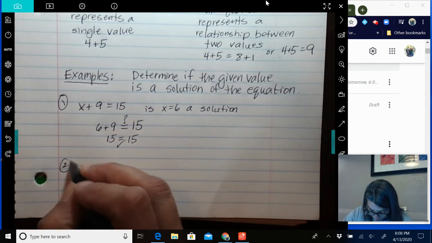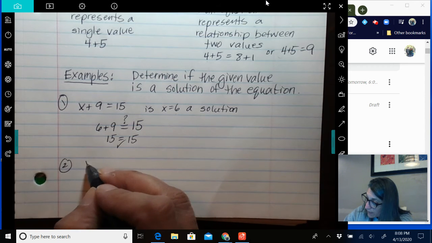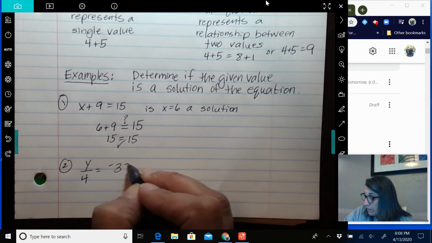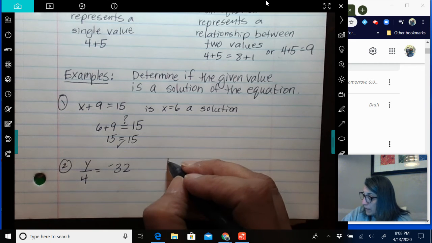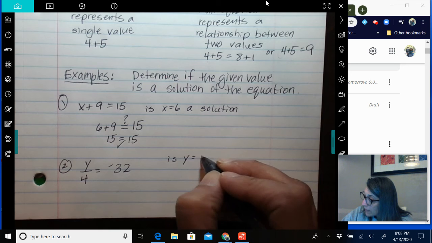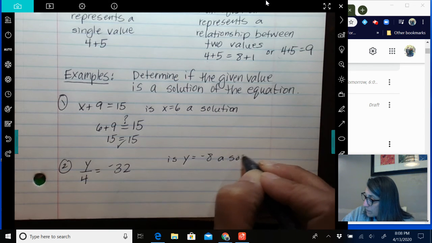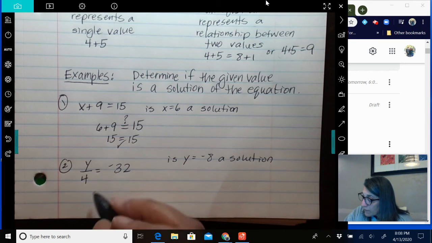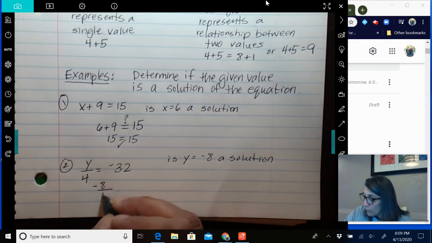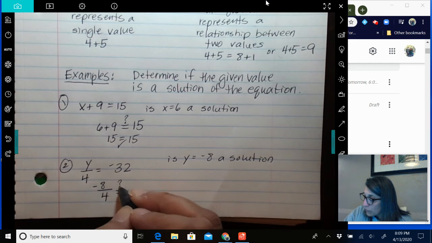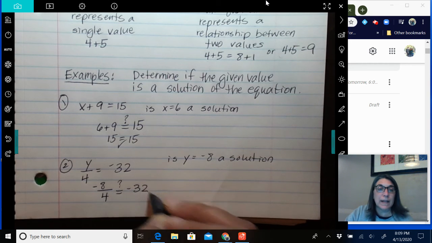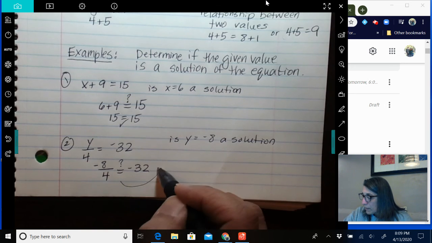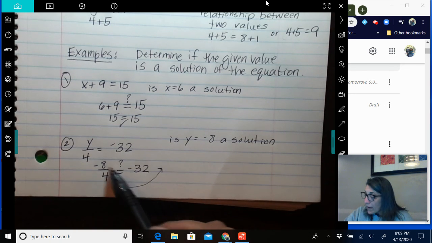Okay, let's try another example. What if I have y over 4 is equal to negative 32? And I want to know, is y equals negative 8 a solution? Okay, so I've got to substitute in my negative 8 over here. I've got to go negative 8 over 4. Is it equal to negative 32? I'm running out of space, my bad. So I'm going to continue over here. Sorry about that.